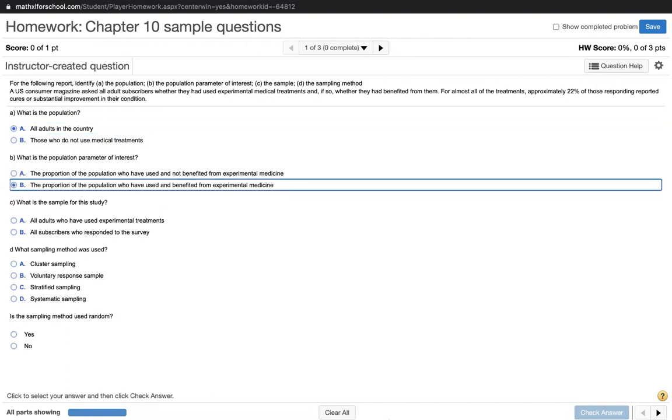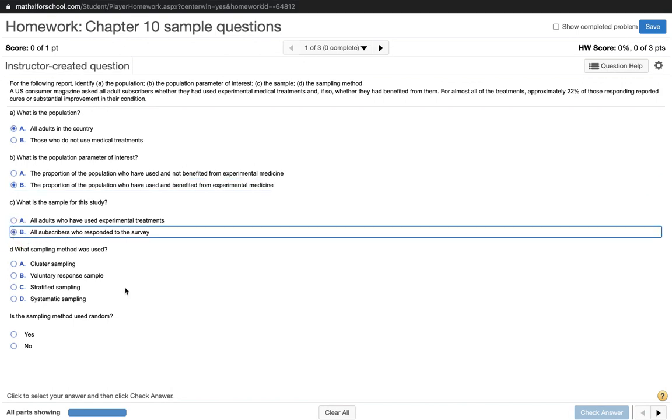What is the sample for this study? Our choices are all adults who have used experimental treatments, or all subscribers who responded to the survey. Again, I'm going to look at this last sentence: approximately 22% of those responding. So our sample is all subscribers who responded to the survey.